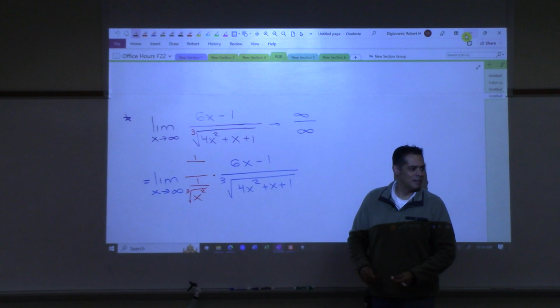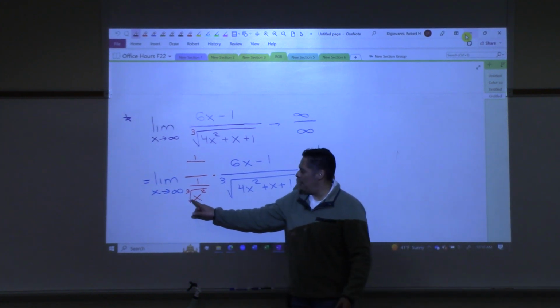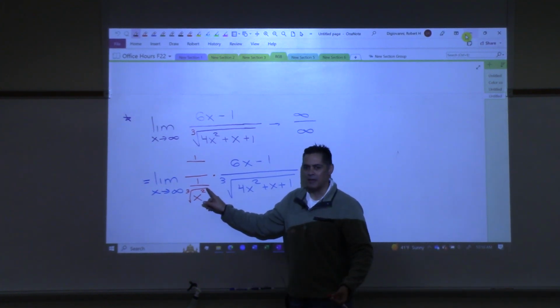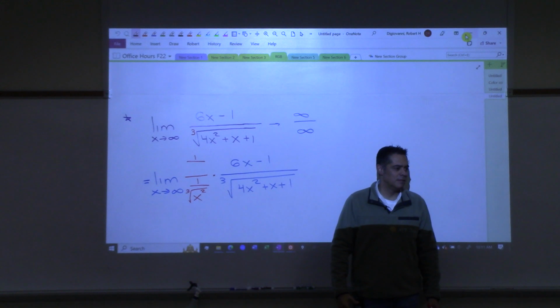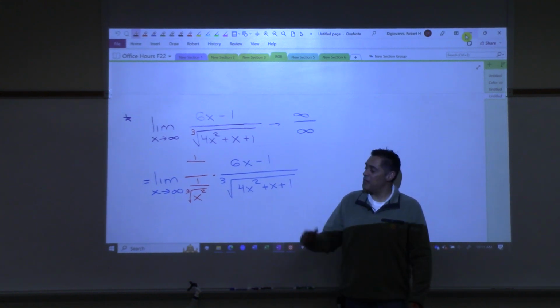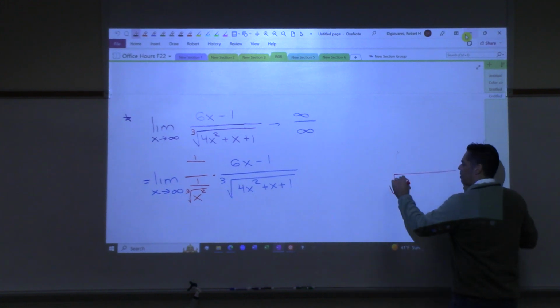Why? What would happen if I take the cube root and cube it? It cancels out, right? So when I push this in, the cube root's going to go away. Make sense? On the previous problem, what did we have down there? We had this, right?